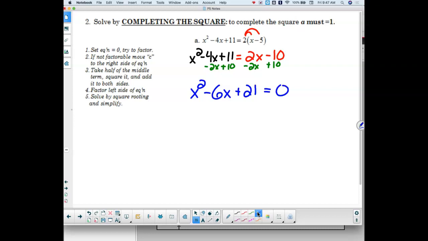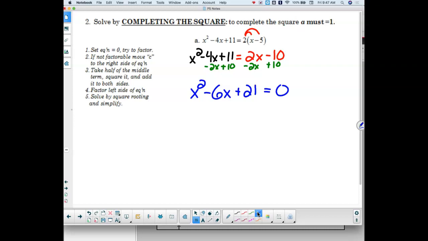Okay? Now, in my head I'm thinking, well, now I want to see if I can factor that. Are there two numbers that multiply together to be 21 and add together to be negative 6? And the answer to that is no. 1 and 21, I would get 20 or 22, depending on if I add or subtract them. 3 and 7, I'd get 4 or 10. Neither of those are 6, so we can't do it that way.